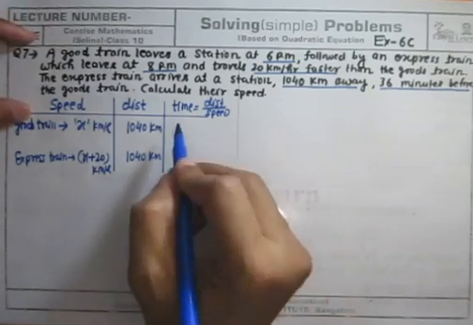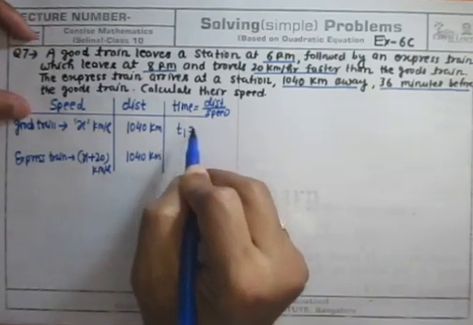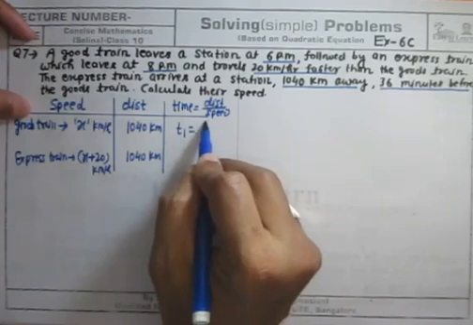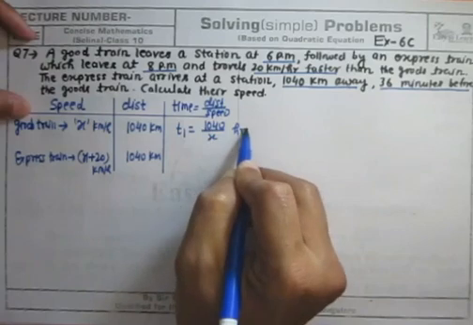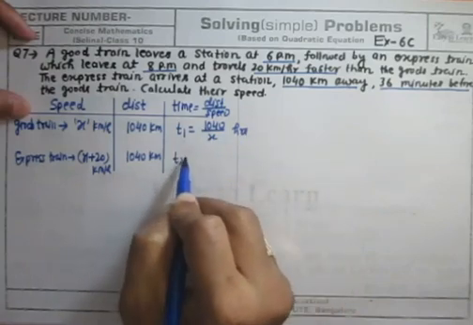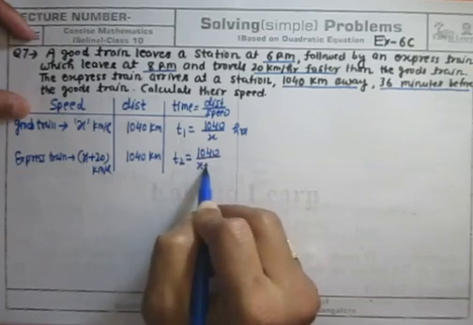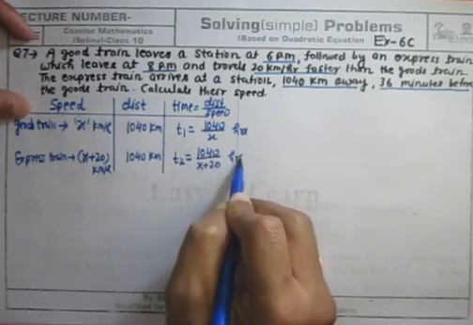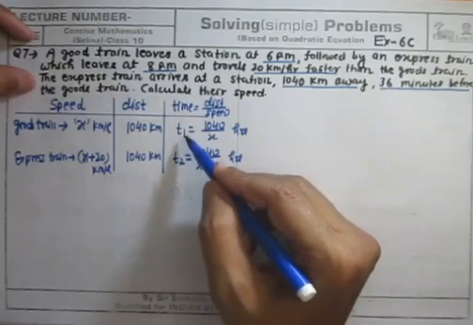So what is the time taken by the goods train? It is equal to 1040 divided by x, and the unit will be hours. The time taken by the express train is 1040 by x plus 20 hours. Now what is the difference between these two times?